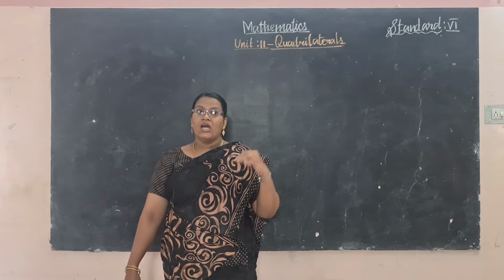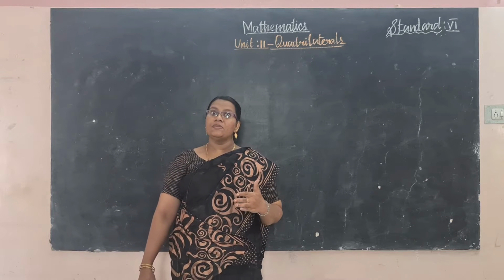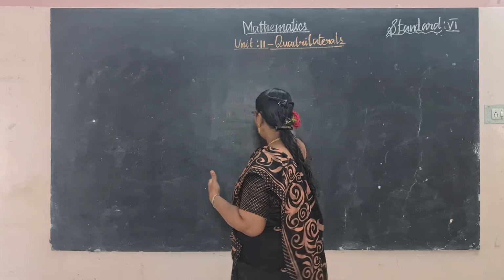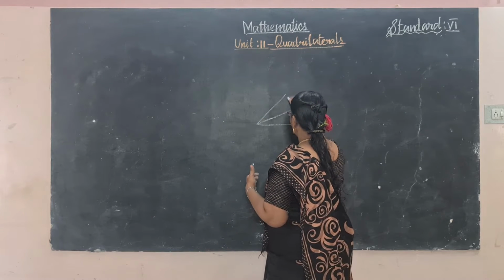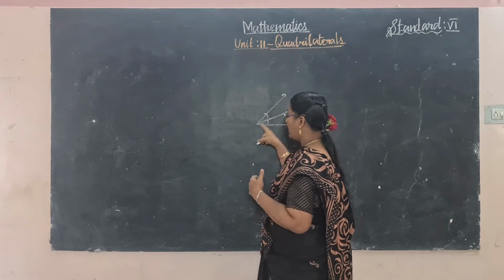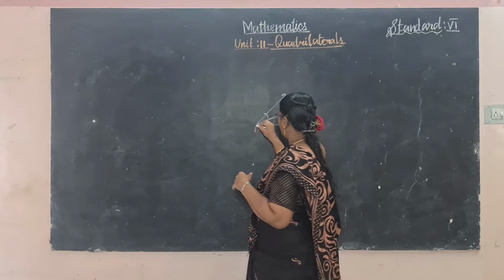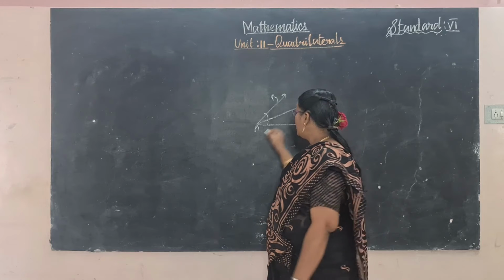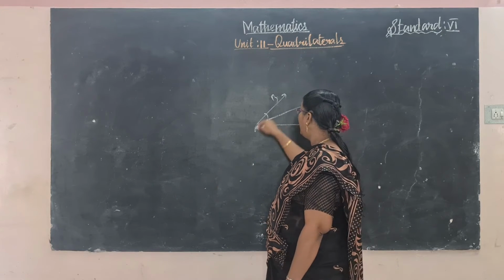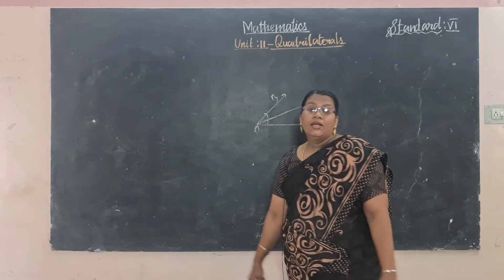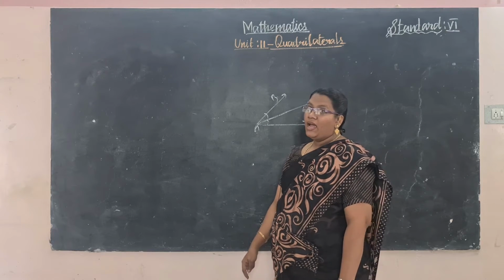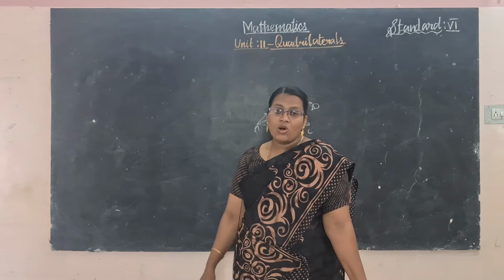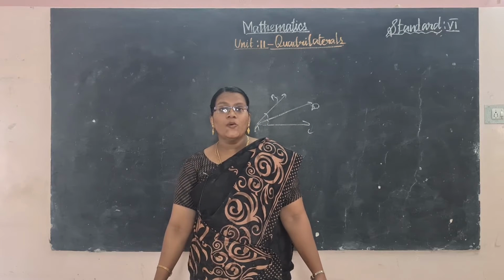And next one, adjacent angles. Adjacent angles means 2 angles having a common arm. Here AD is a common arm. Okay, so that is called the adjacent angle. Here BAD and DAC are the adjacent angles. Okay, and next one, opposite angles. So it's not having a common arm. It's called the opposite angles.